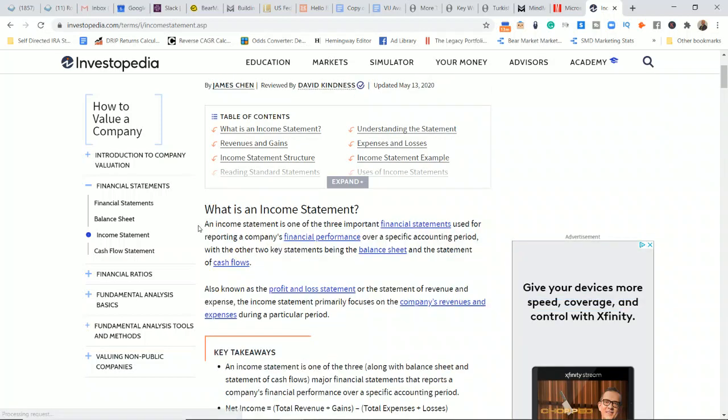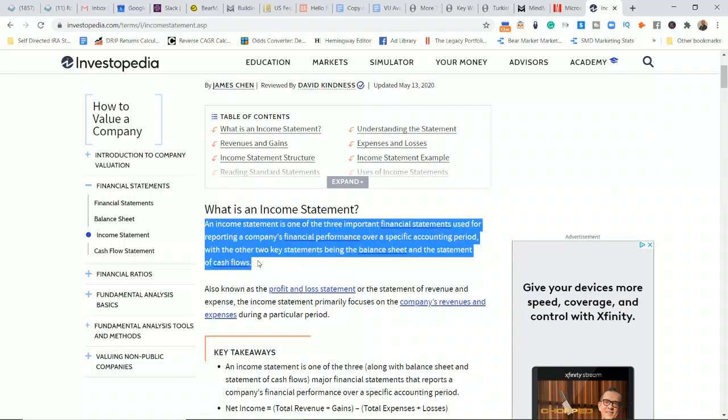An income statement is one of the three important financial statements used for reporting a company's financial performance over a specific accounting period, with the other two key statements being the balance sheet and the statement of cash flows. Also known as the profit and loss statement or the statement of revenue and expenses, the income statement primarily focuses on the company's revenue and expenses during a particular period. So that was a mouthful.